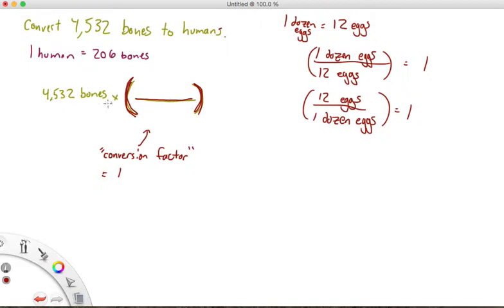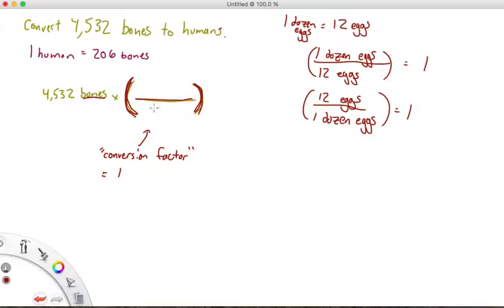So when I multiply these bones by 1, I'm still going to have the same amount of stuff. The reason I'm doing this is because I want to put this into a different unit. I want to change from my unit of bones into something else. And my problem up here says convert this many bones into humans. So I don't want to stay with this unit of bones here. I want to change into a different unit. And the way I do that is I multiply by this conversion factor, which isn't changing the amount of bones, it's just changing the unit of bones into humans.